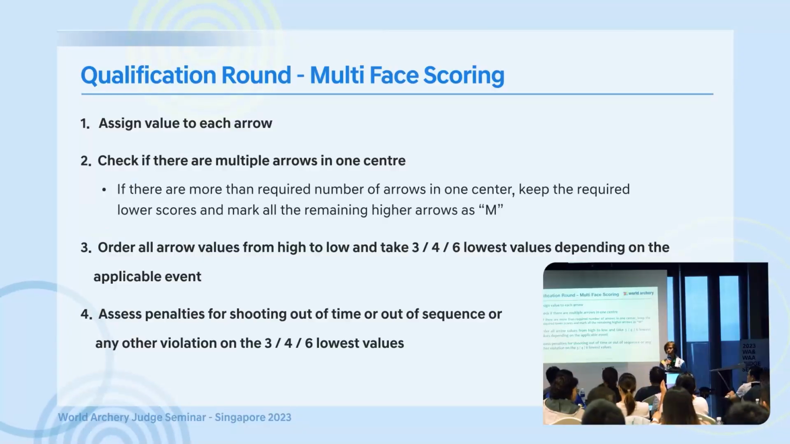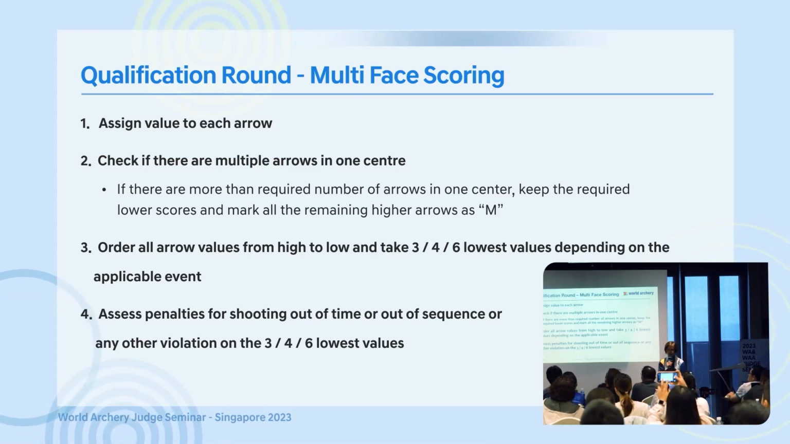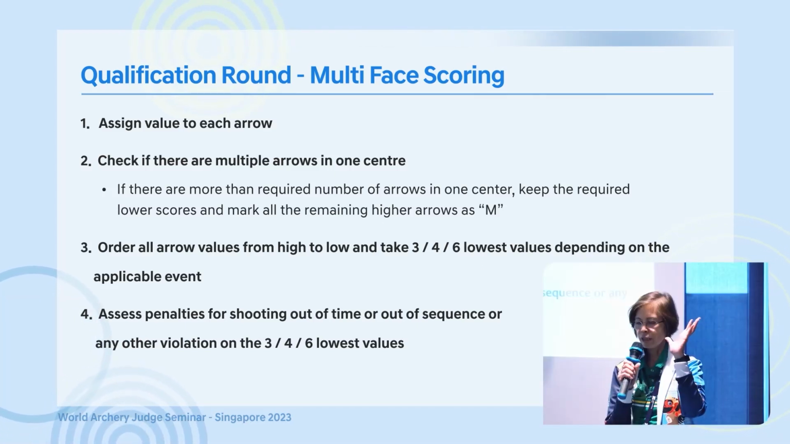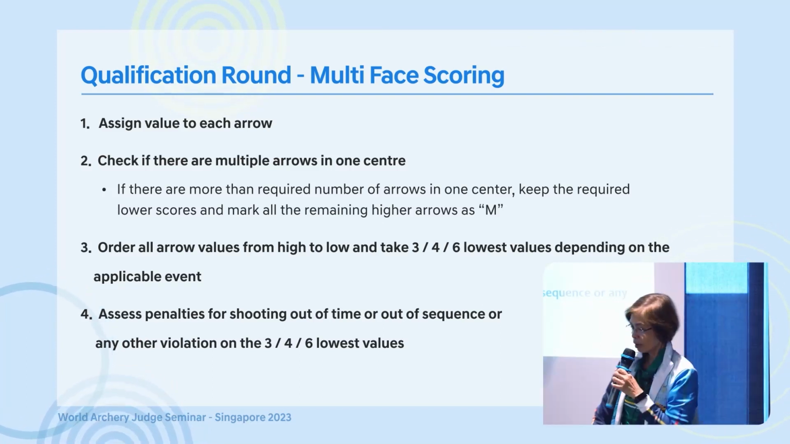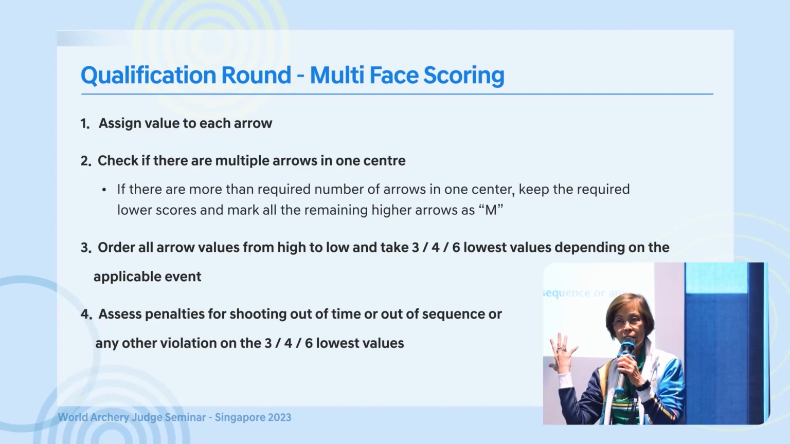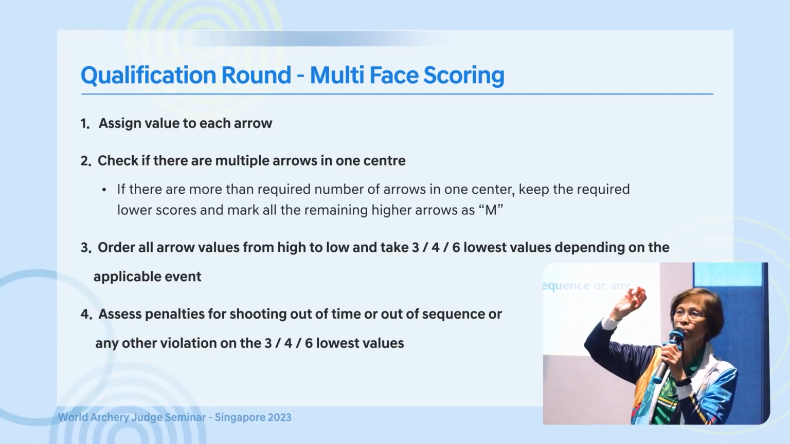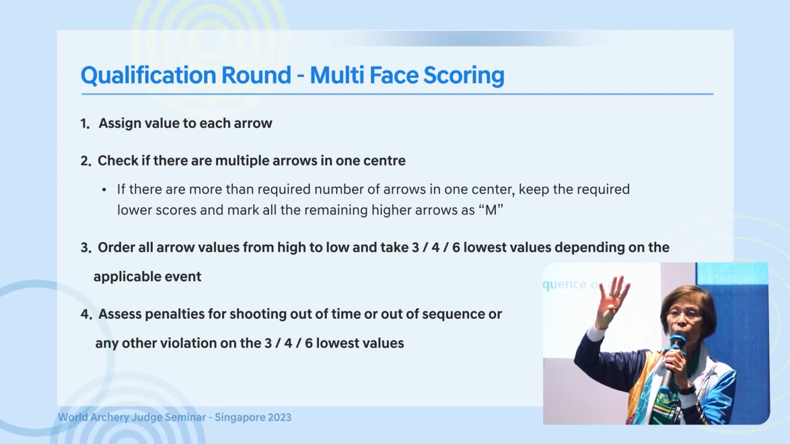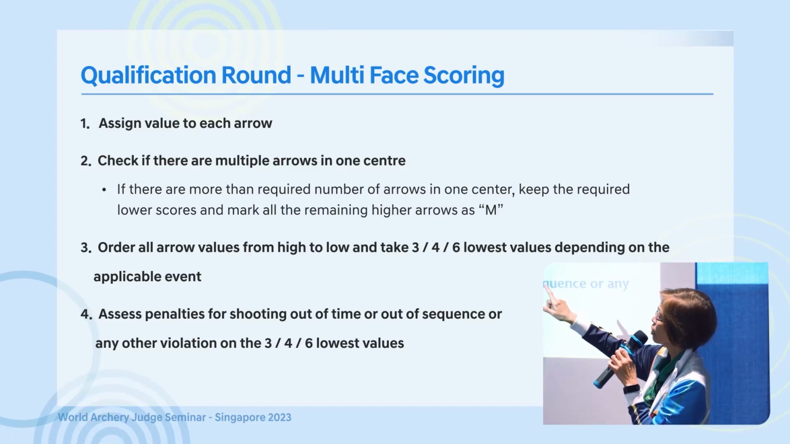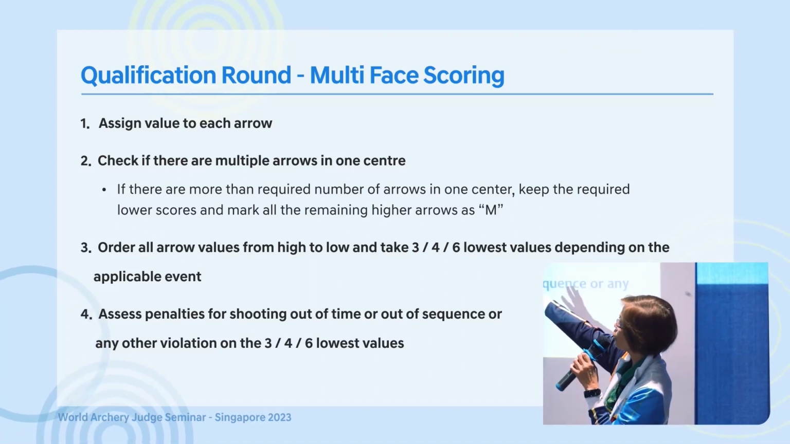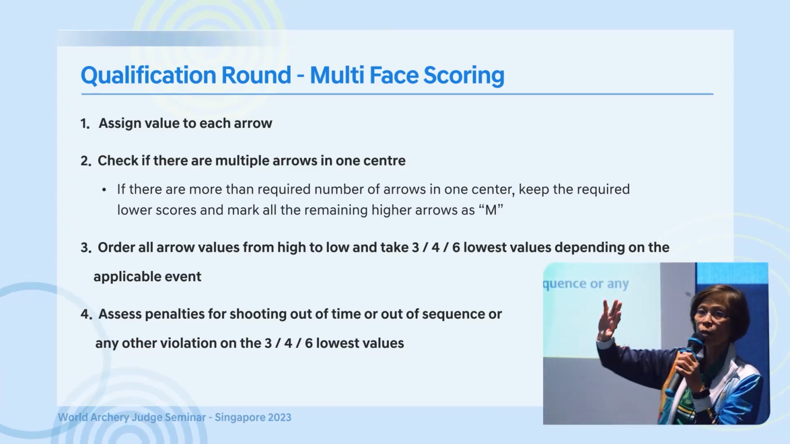Okay, now here's another exciting part of judging: multi-phase scoring. Check if there are multiple arrows in the center. For example, this is indoor. This is the process, basically, when you have errors in multi-phase scoring. Each arrow is assigned a value. Now check if there are multiple arrows in one center.